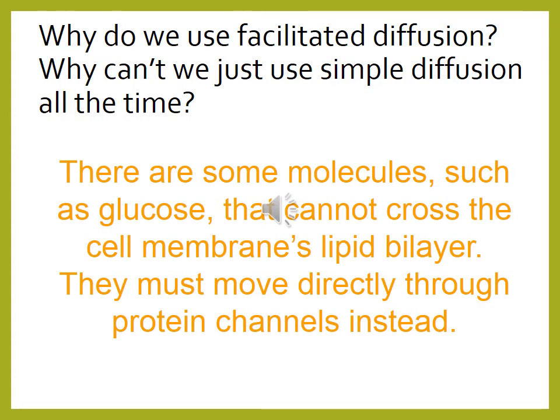So why do we need facilitated diffusion at all? Why can't we just use simple diffusion all the time, allowing molecules to just get in from high concentration to low concentration until they reach equilibrium? Well, the reason is because some molecules, like glucose, are too big. They can't get through, yet glucose is our main source of energy to run our cells, so we need those things to get through. So they need protein channels instead.